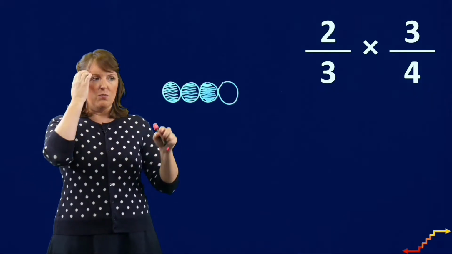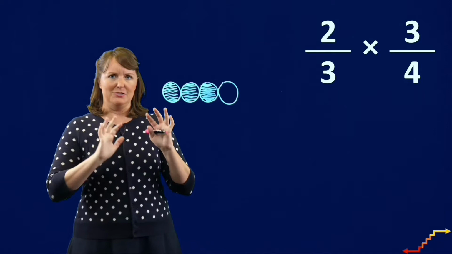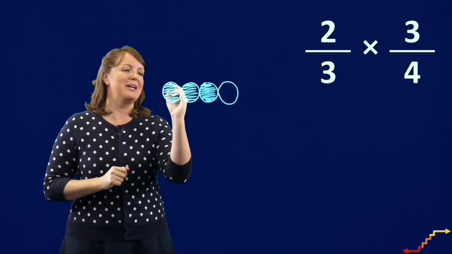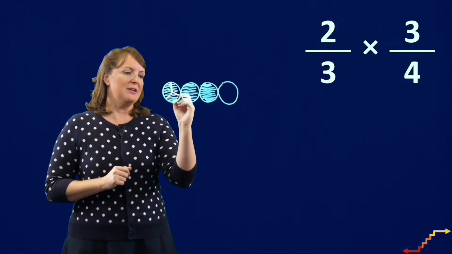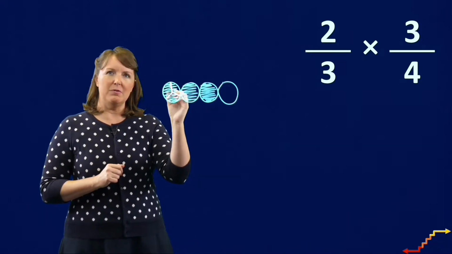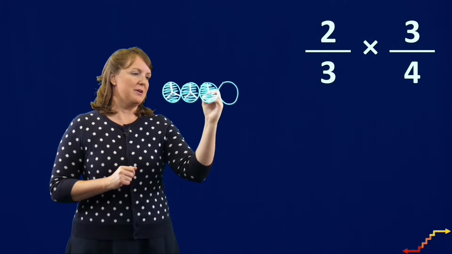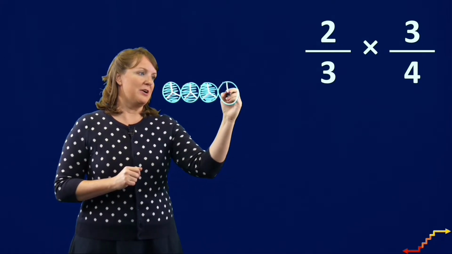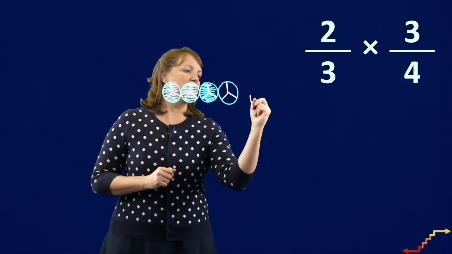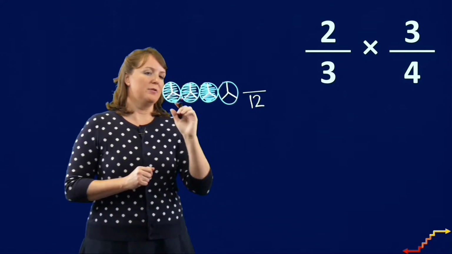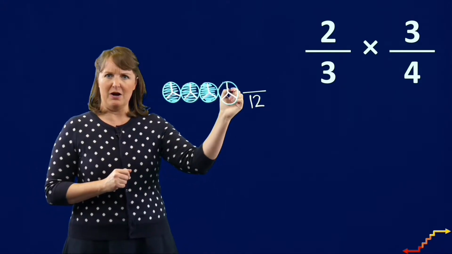Now I'm going to grab a different color marker, and now I'm going to find 2/3 of each of these 1/4 pieces. Thirds are always a little bit hard for me to draw, so I hope my drawings are great. I'm going to take this 1/4 piece and divide it into 3 equal parts. I'll do the same thing here, the same thing here, and the same thing here. So now I have a fraction where I have a denominator of 12. 1, 2, 3, 4, 5, 6, 7, 8, 9, 10, 11, 12.